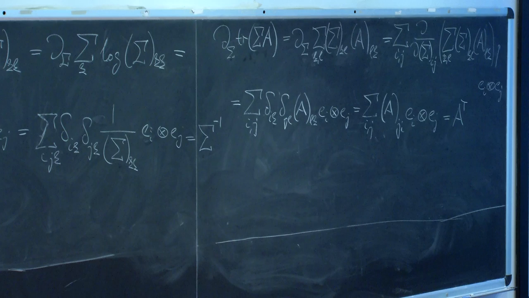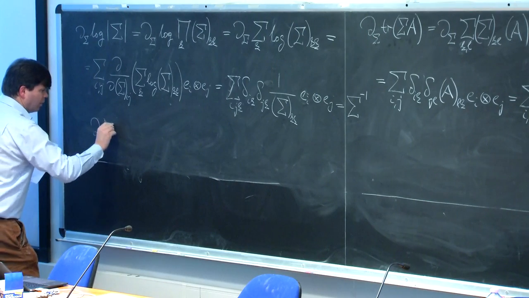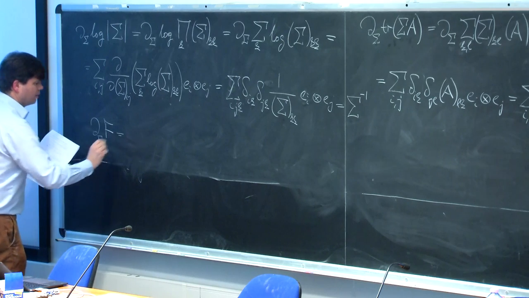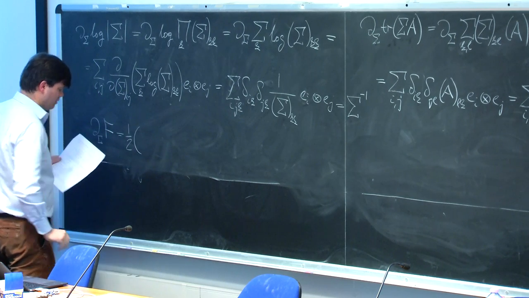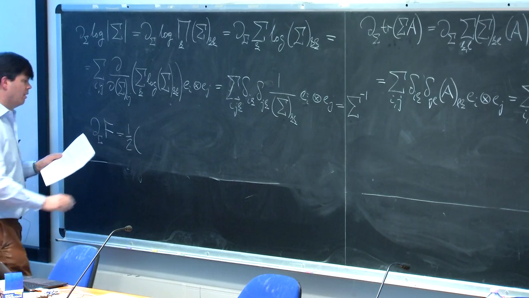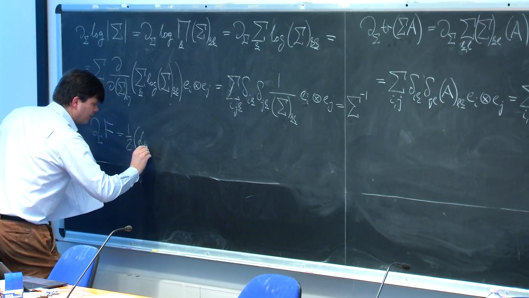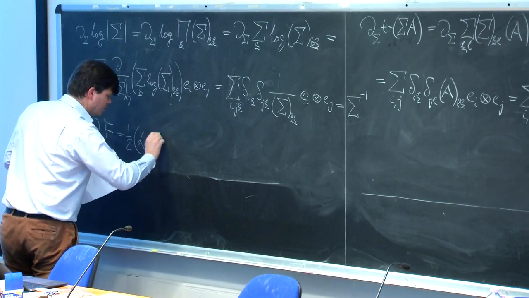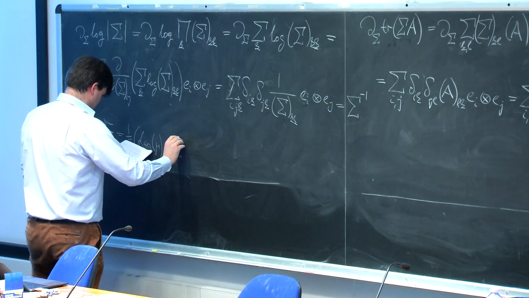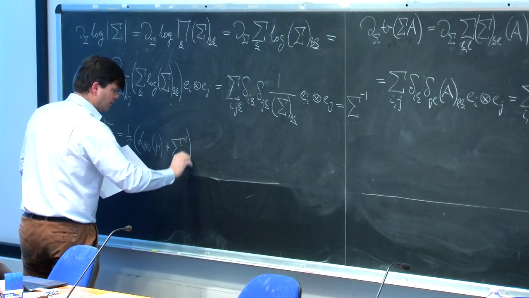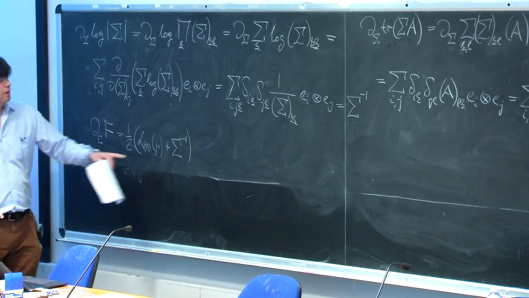So, the derivative with respect to sigma of the free energy is 1/2 of the Hessian evaluated at mu plus the inverse of the covariance.